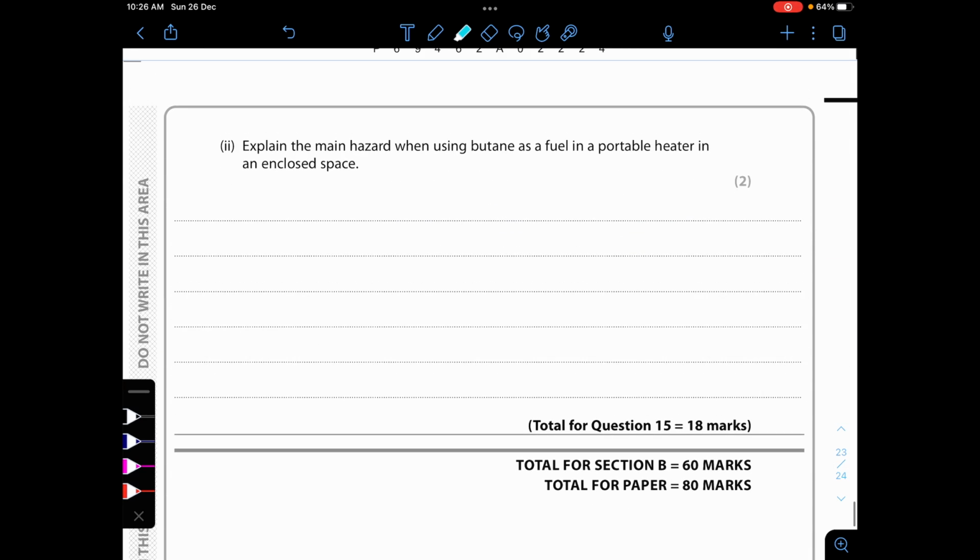Alright, let's look at the last question of this paper. Explain the main hazard when using butane as a fuel in a portable heater in an enclosed space. Off the bat, I can think of incomplete combustion in an enclosed space. What do we know about incomplete combustion? What can this produce? This can produce carbon monoxide. And how is this a hazard? It's a toxic substance, which is harmful to the body.